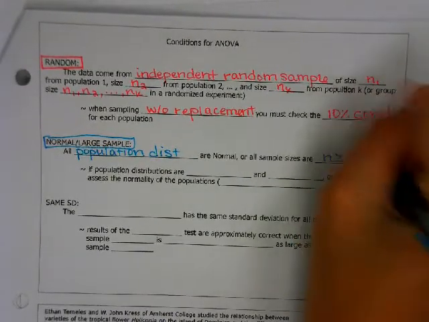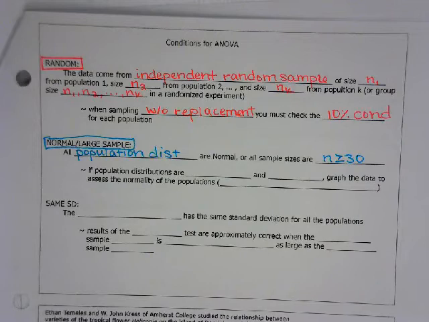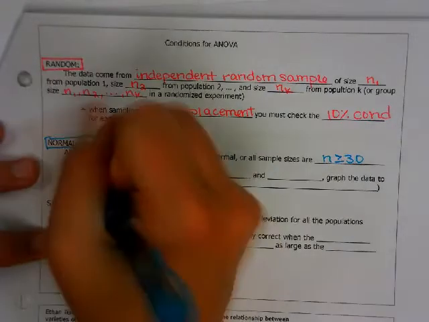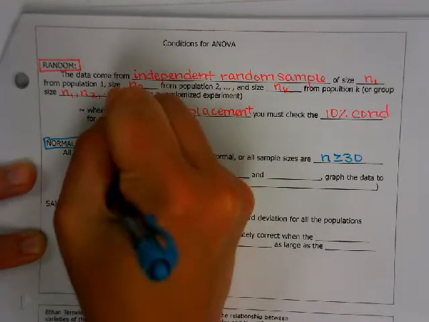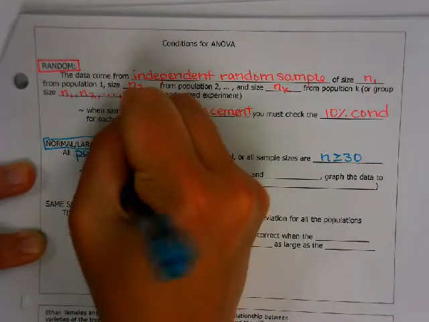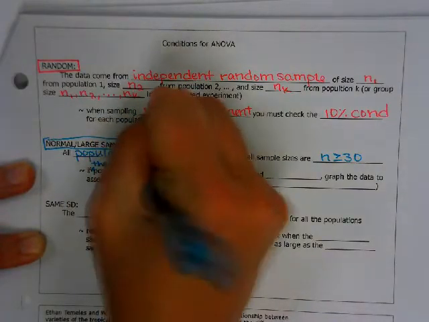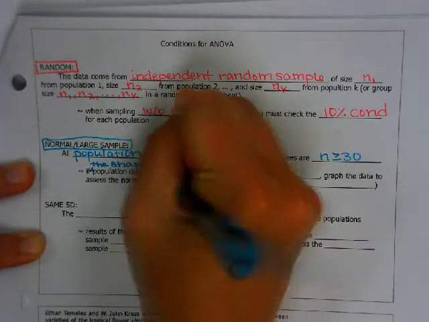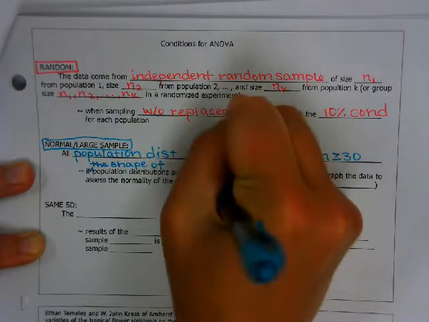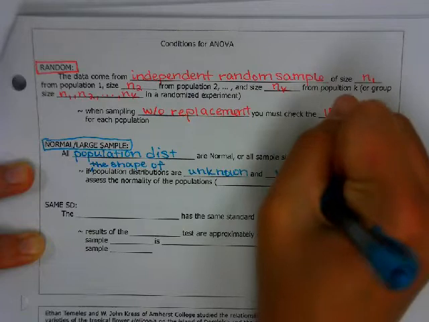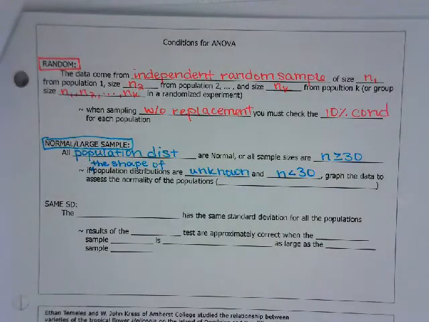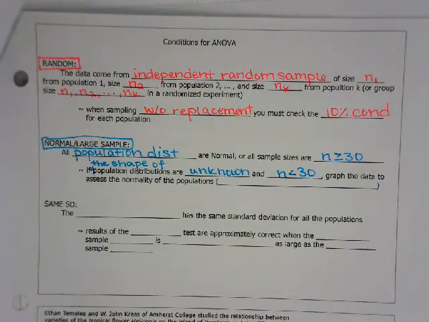If the shape of the population distribution is unknown, or your sample sizes are less than 30, then you want to graph the data so that you can assess normality. You want to make sure there's no strong skewness or outliers.